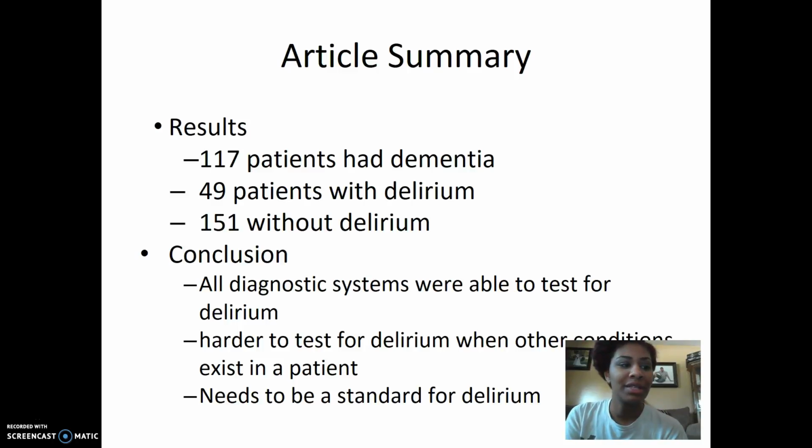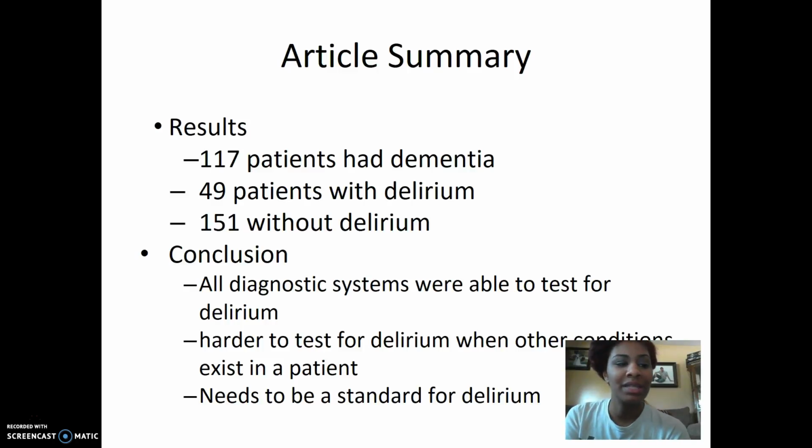The results also indicated that 117 patients had dementia. These patients were older and had co-occurring main diagnoses that followed the initial diagnosis of dementia. These patients also had previous incidents of delirium. Only 83 patients did not test for dementia. Out of the 200 patients, 49 were diagnosed as having delirium and 151 did not have delirium.